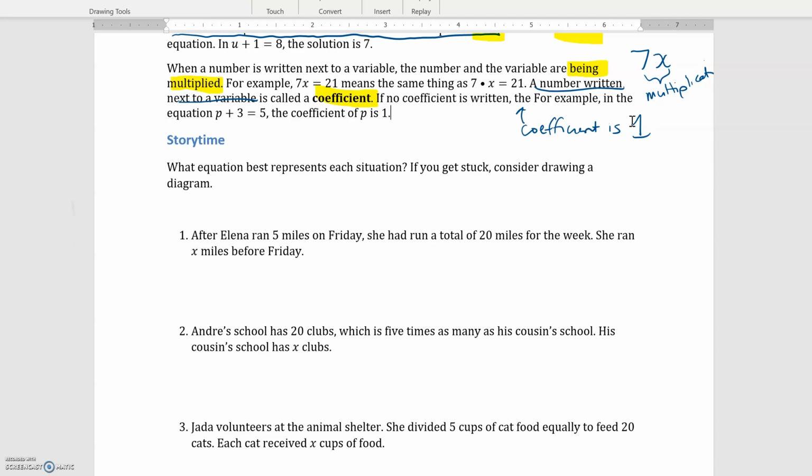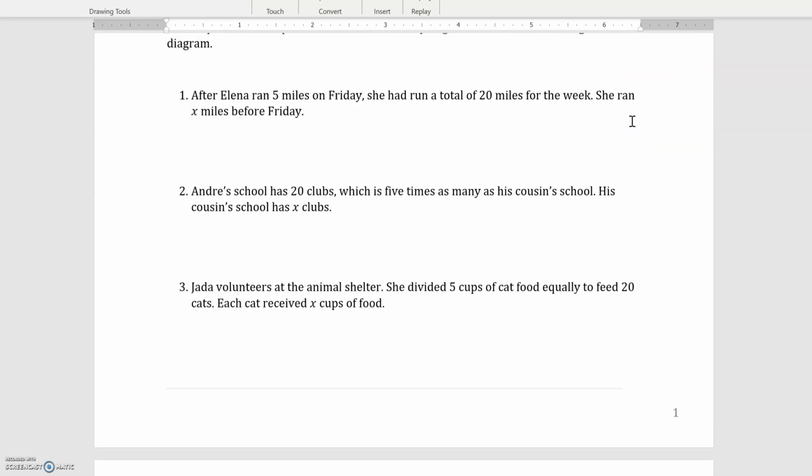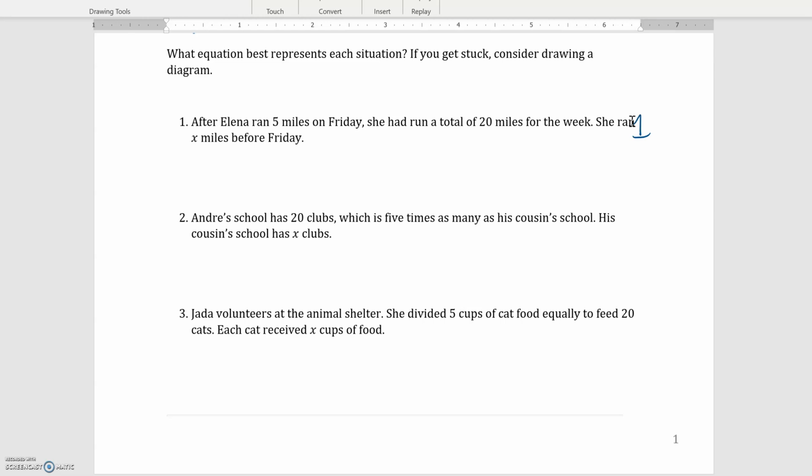Alright, but let's go to some examples here where we're going to explore some situations and think about what equation I can write to represent each situation. I'm going to work for you number 1 and 2, and you'll try number 3 on your own. And I'm going to go over some steps. We're going to interpret the story first and write a verbal statement for the equation, draw a diagram, and then write the equation for the diagram.